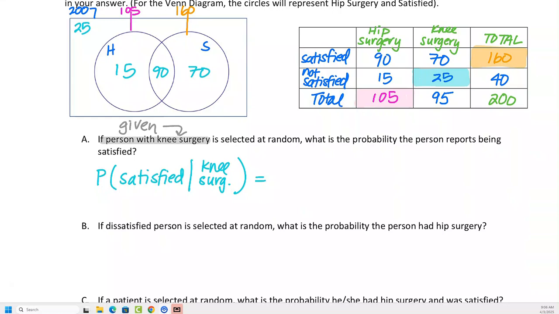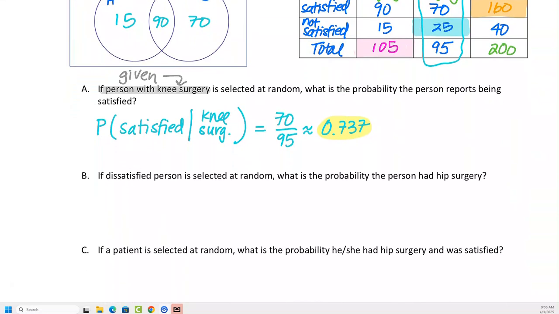Okay, so we know that they had knee surgery, so we're only focused on this column. If they were satisfied, isn't that the 70 over the 95 total? Are we okay with that? And when you divide those, you get 0.737 or 73.7%.